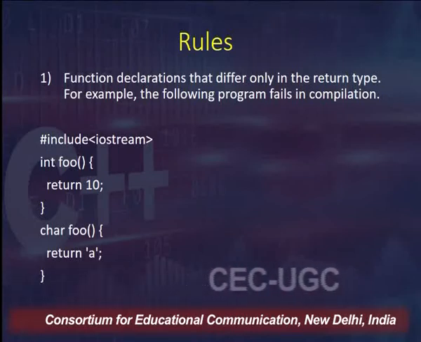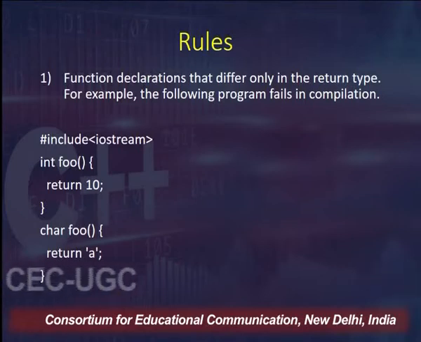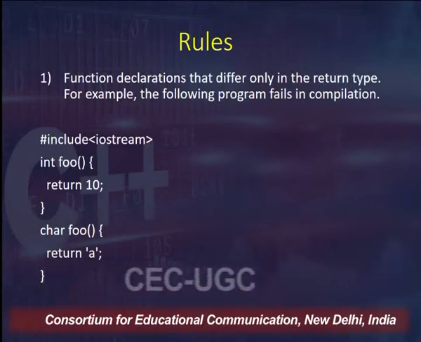So first one is having a return type of integer, another one is having a return type of character. So this program is going to fail the compilation. This program will not compile.